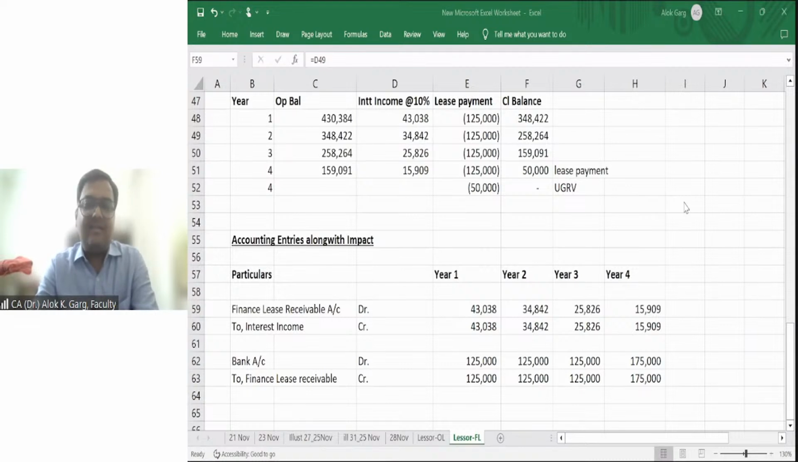Yedu Kondalu has said, sir, unearned finance income is equal to gross investment minus net investment. You are right. The difference between the present value of the gross investment and the gross investment is known as unearned finance income. I hope it is clear to all of you, friends.